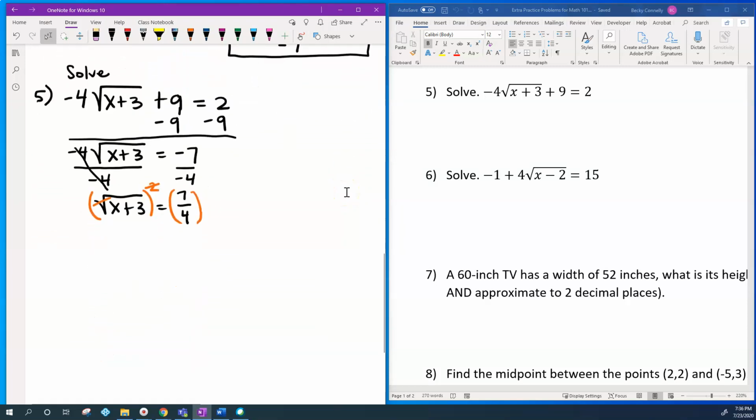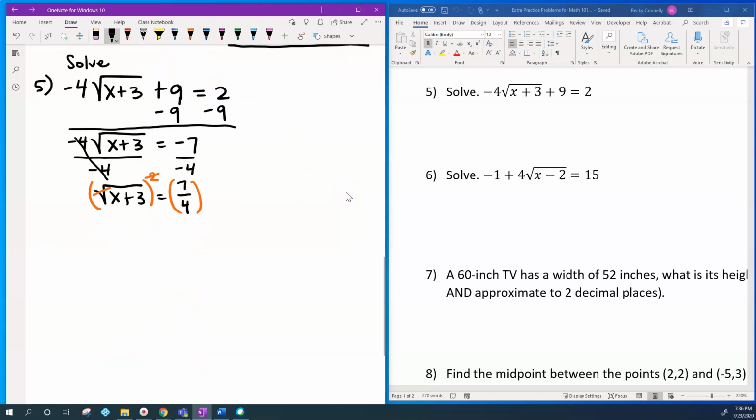Move this up a little bit. More space here. So that all comes out, just leaving x plus 3 on the left-hand side. And then I need to square, oops, I thought I had a square there. And we have to square that other side, right? And so I really can just square the top number, square the bottom number. So that would be 49 over 16. Right, 7 squared is 49, 4 squared is 16.